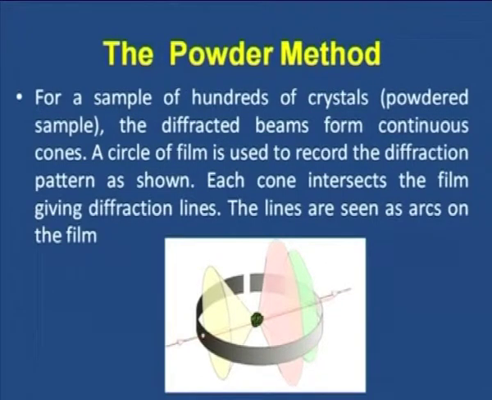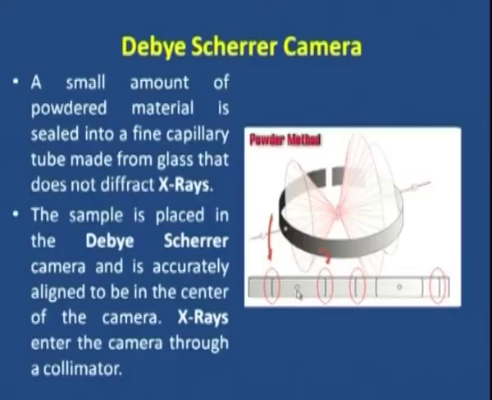A circle of film is used to record the diffracted pattern, as is shown here, and it will be shown in the figures to come. Each cone intersects the film, giving the diffraction lines. The lines are seen as arcs, because you have got a cone, but you have got a film like this, right? The cone will be here. So, the diffraction pattern will be seen on the X-ray film as arcs. So, you have the arcs, right? You see the arc here.